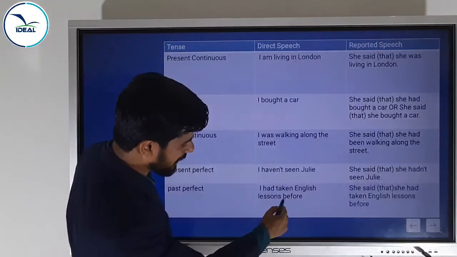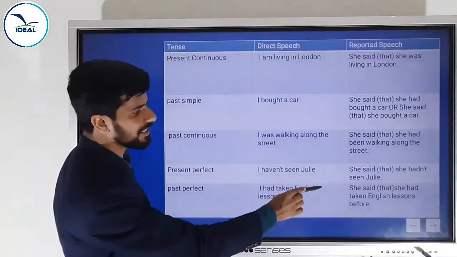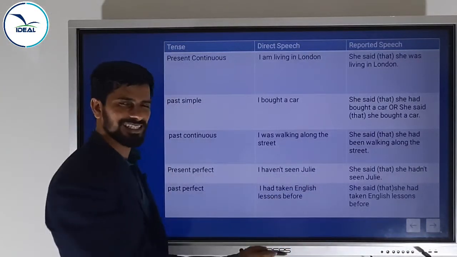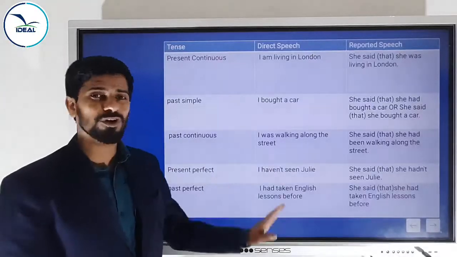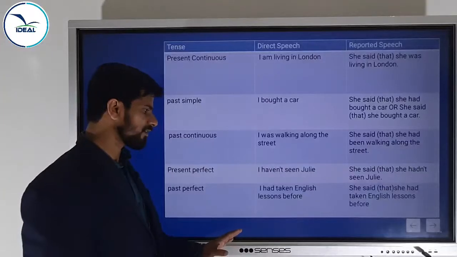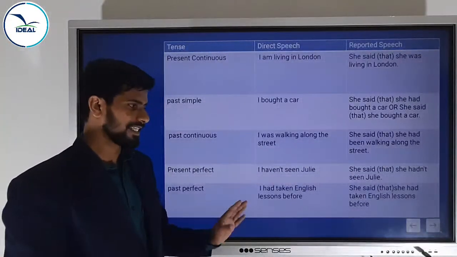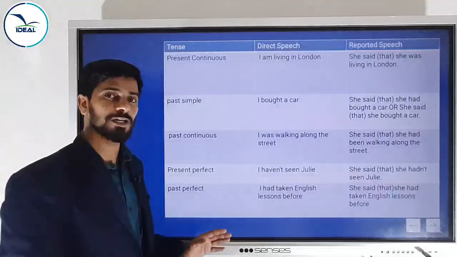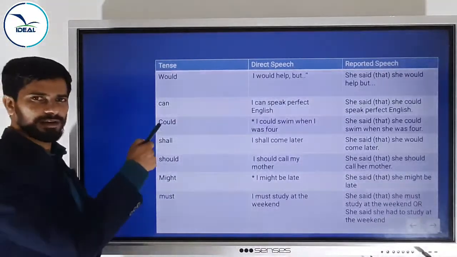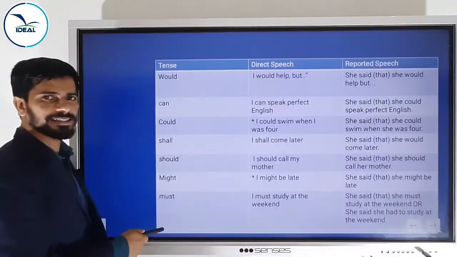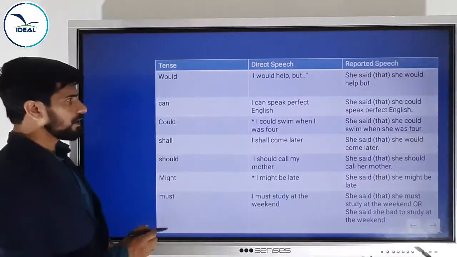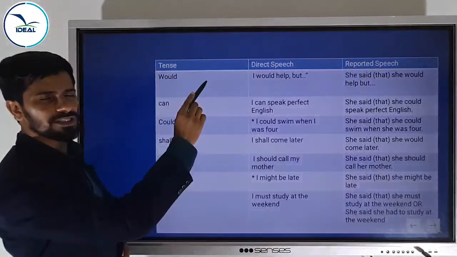For example, I had taken English lessons before. She said that she had taken English lessons before. That's it. There is no more change in tense because there is no past beyond past perfect. That's it. Listen, what will happen if there are words like these in the sentences which are to be converted into reported speech? Look, if it is will, it would be converted to would.